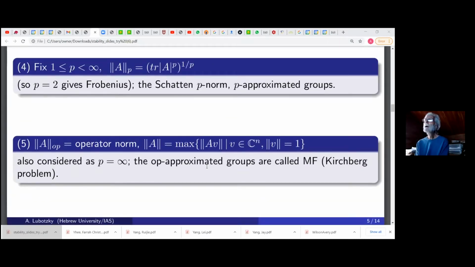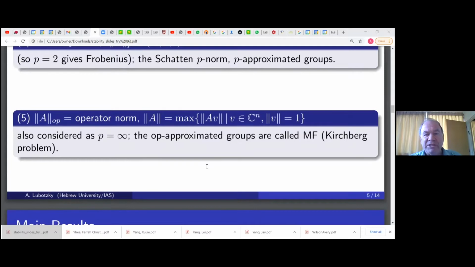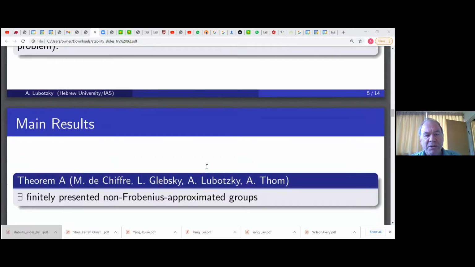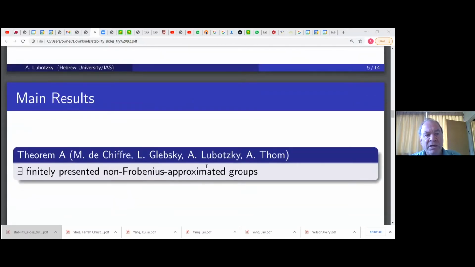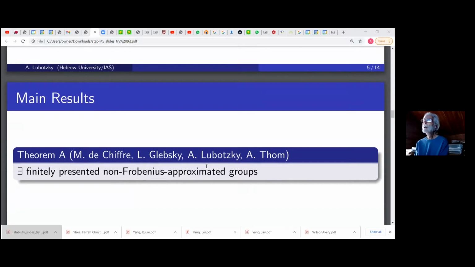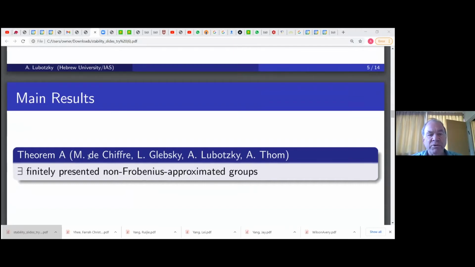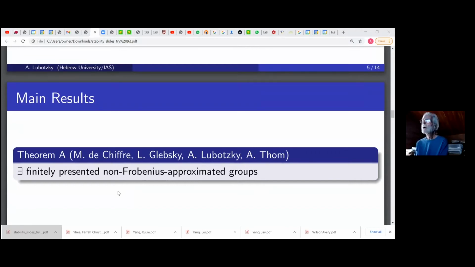Okay, the good news of today is that we have a solution to some of these problems now. And this is the main result that I want to talk about today. The first theorem, which in a way was the breakthrough which enabled all the rest, is a joint work with Marcus de Chiffre, Lev Glebsky from Mexico, and Andreas Thom from Germany. And Marcus is an ex-student of Thom, and this was part of his thesis.